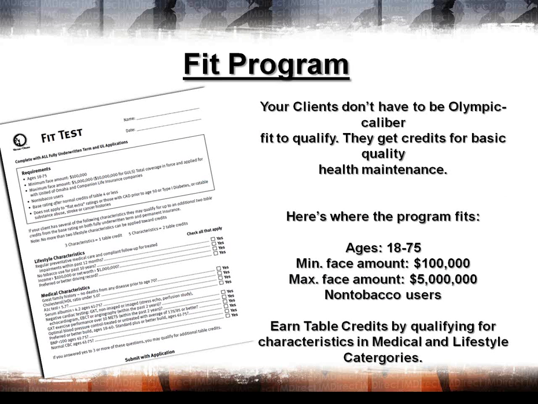A couple of those questions are: no tobacco use for the past 10 years, if you make a little more income, if you have a good driving record, and then some medical questions, good blood pressure, good cholesterol, all those types of things. If they can check yes to some of those boxes, you can see that 3 characteristics gets you 1 table credit, and 5 characteristics gets you 2 table credits.